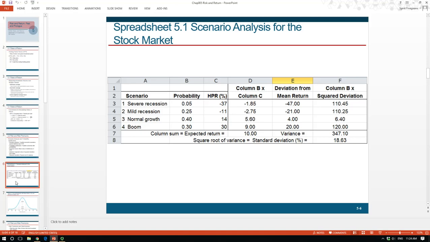And based on your macroeconomic analysis, you would say, hey, it's very likely that the economy will be on the right track. Let's say there is a 40% probability that the economy will experience normal growth. And if this is the case, it's very likely that your investment return would be 14%. But you are pretty optimistic, and you believe that there's a 30% chance that the economy will boom. In that case, your stock market return would be 30%.